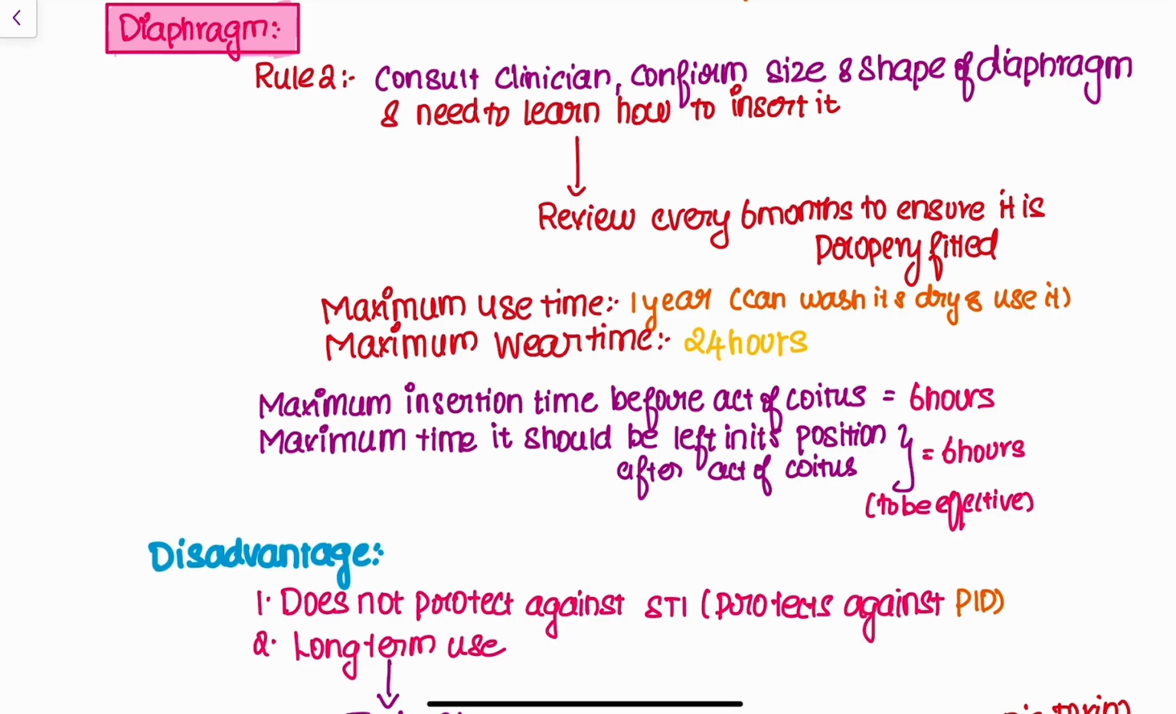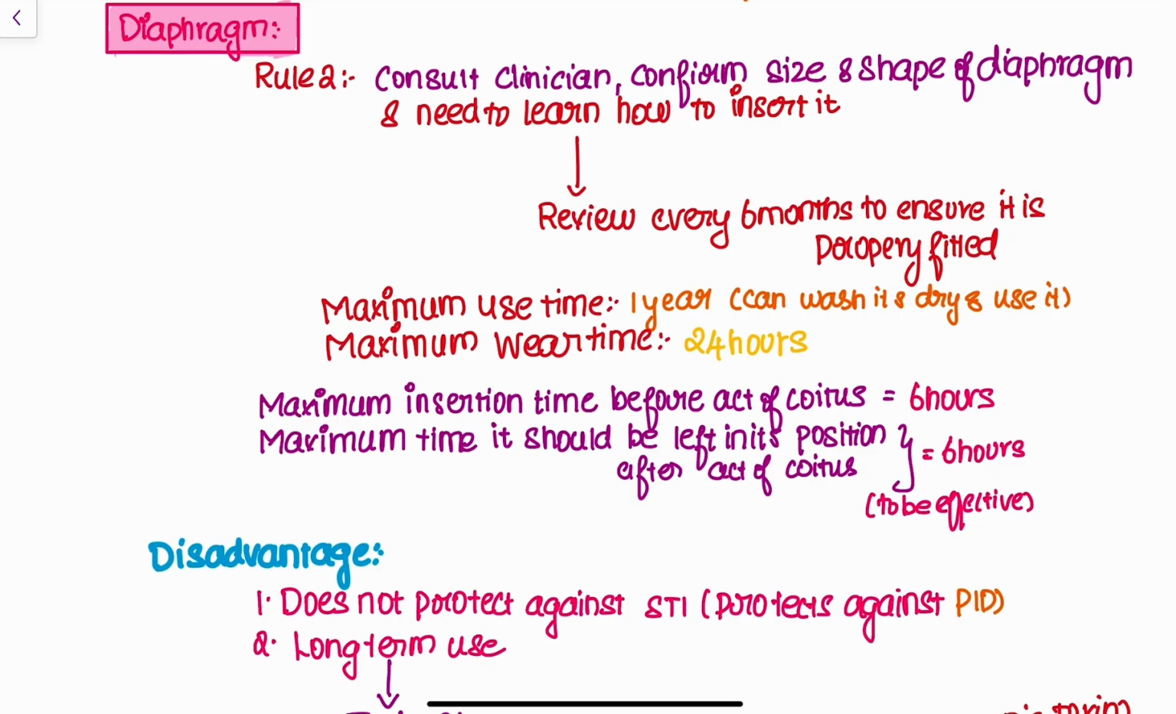But what is the maximum wear time of this diaphragm? On a daily basis, if a female is going to have coitus with her partner, she can wear this for 24 hours, that is 1 day. For one particular day, she can wear this diaphragm inside her internal genitalia. So the maximum use time is 1 year and the maximum wear time is 24 hours.